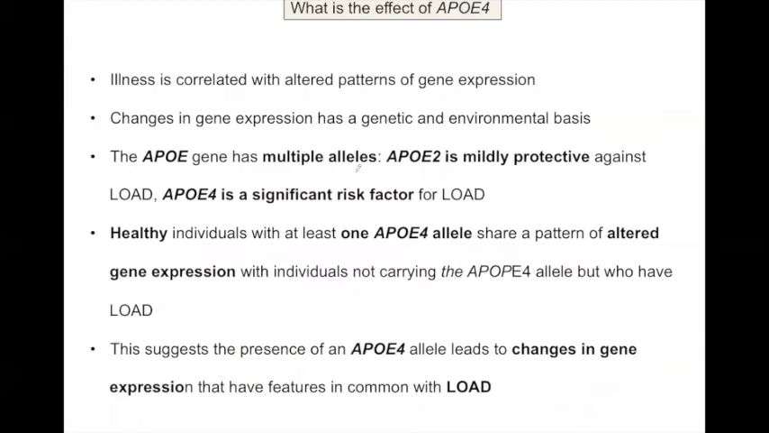So illness then is correlated with altered patterns of gene expression. Changes in gene expression have a genetic and environmental basis. If we think about the ApoE gene, it has multiple alleles. ApoE2 is mildly protective, whereas ApoE4 is a significant risk factor for late onset Alzheimer's disease. Healthy individuals with at least one ApoE4 allele share a pattern of altered gene expression with individuals not carrying the ApoE4 allele, but who have late onset Alzheimer's disease.